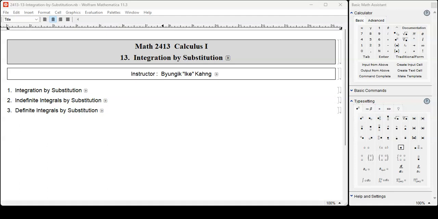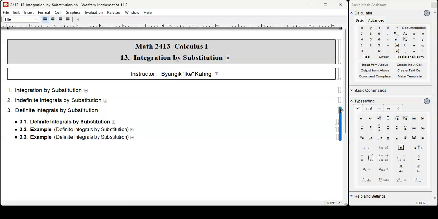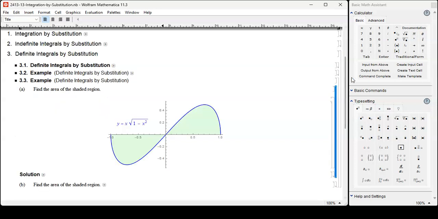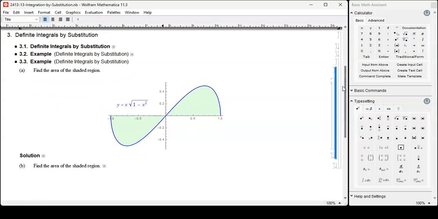Hello students, welcome back. As a final application of the definite integral, let's consider some area problems. Here's a graph of a function, and find out the area of the shaded region. Here, the area means the geometric area.